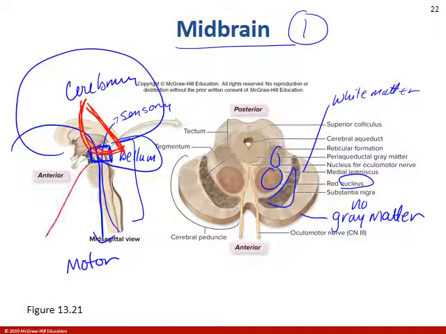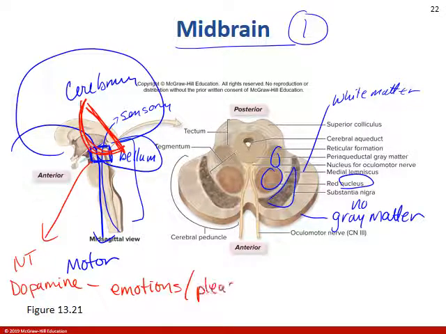We're also going to see in the midbrain some neurons that release the neurotransmitter dopamine. And dopamine is responsible for kind of emotions, pleasure, pain. We're also going to see some reflex action. I'm not going to talk about it now. We'll talk about reflexes later, but there are some reflexes with vision and hearing, and the nuclei for those are housed in the midbrain.